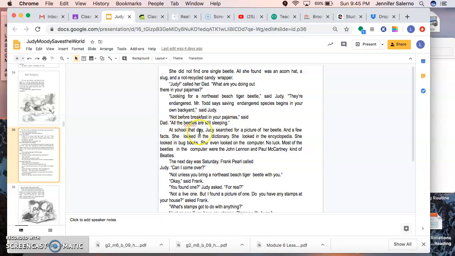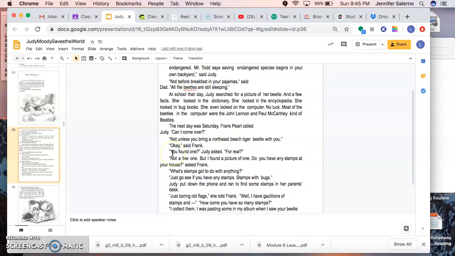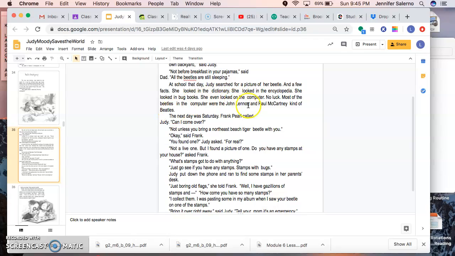At school that day, Judy searched for a picture of her beetle and a few facts. She looked in the dictionary. She looked in the encyclopedia. She looked in bug books. She even looked on the computer. No luck. Most of the beetles in the computer were the John Lennon and Paul McCartney kind of beetles. That means that's a music group. The Beatles were a music group. The next day was Saturday.